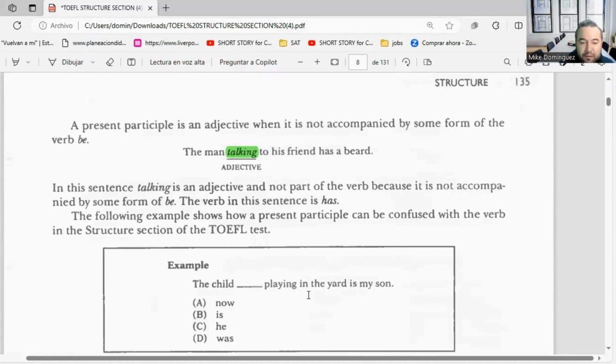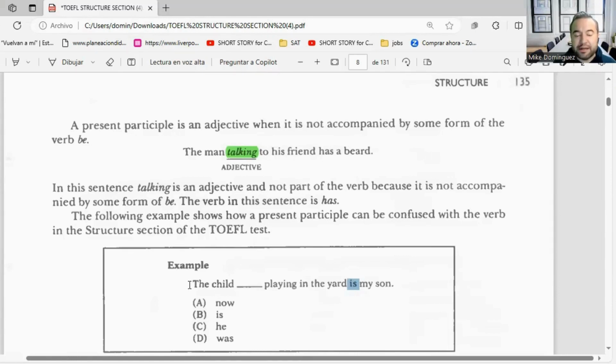Why do you choose now? Because I was looking for an adjective. So is can be an adjective, nor he, nor was. So the only available option is now. And you already have a verb, no? Yes, you already have a verb. You're right. So in this case, you don't need a verb because you already have a verb in the sentence.